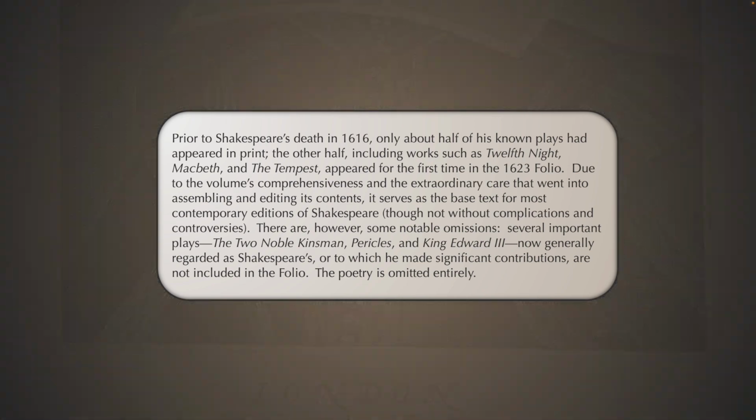Due to the volume's comprehensiveness and the extraordinary care that went into assembling and editing its contents, it serves as the base text for most contemporary editions of Shakespeare, although I'll qualify that saying that's not without complications and controversies. There are, however, notable omissions from the first folio. There are several important plays, The Two Noble Kinsmen, Pericles, King Edward III. These are now generally regarded as Shakespeare's or plays to which he made significant contributions, but they are not included in the folio. And of course, Shakespeare's poetry is entirely missing from the 1623 folio.